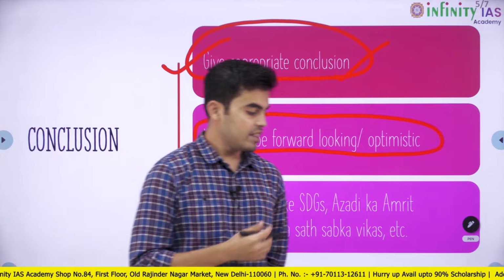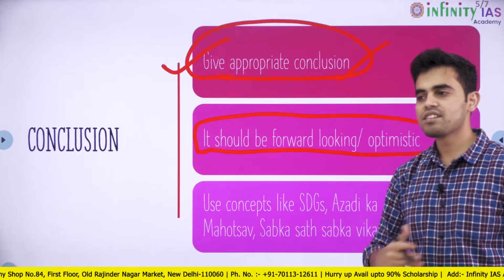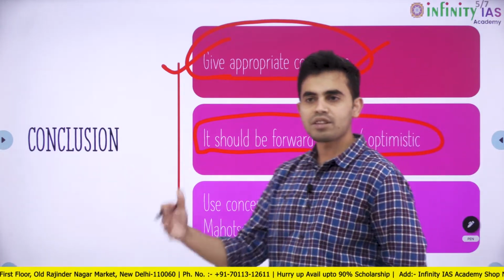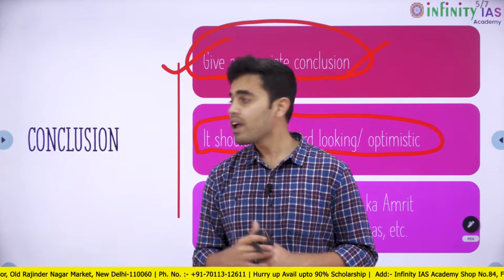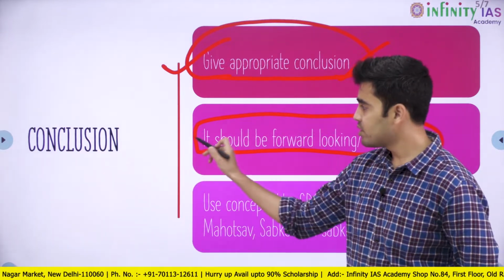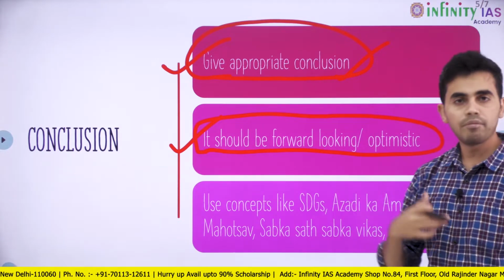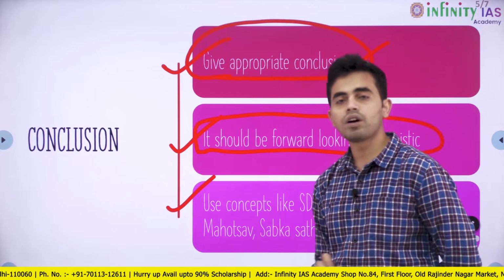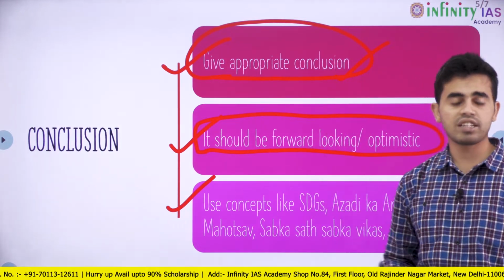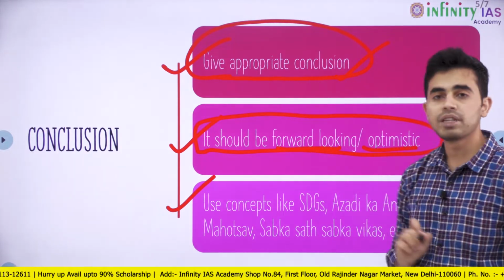Then the conclusion should be forward looking or optimistic. For example, in the urbanization question, we cannot write that urbanization is damaging the environment or urbanization is spoiling the society or breaking the society. We should not be writing like that. We can write those in the challenges part, but our conclusion should be optimistic. We might quote some government program or scheme that is working towards making urbanization more sustainable. Something forward looking or optimistic.